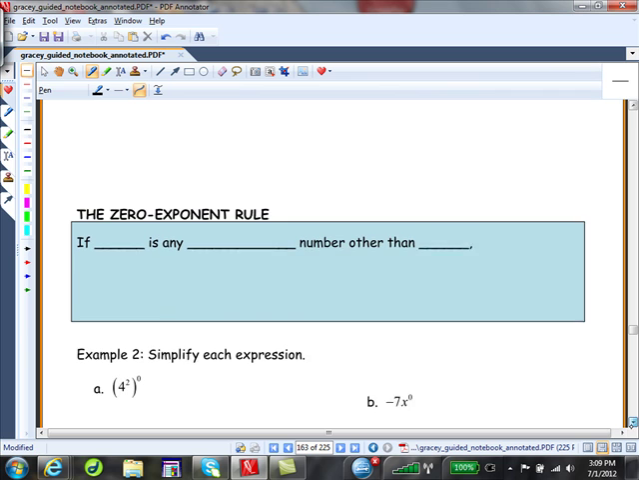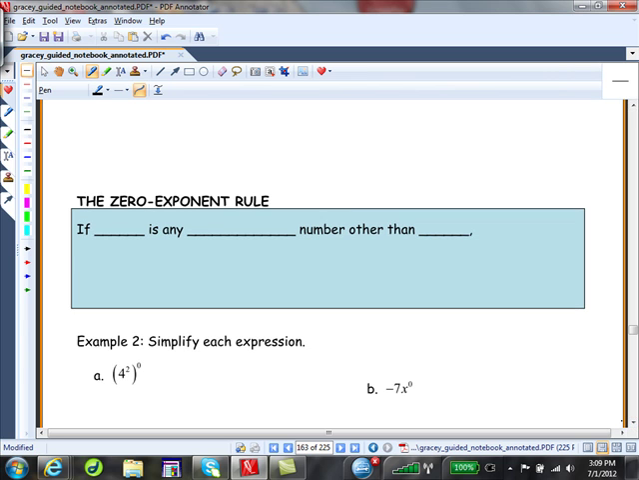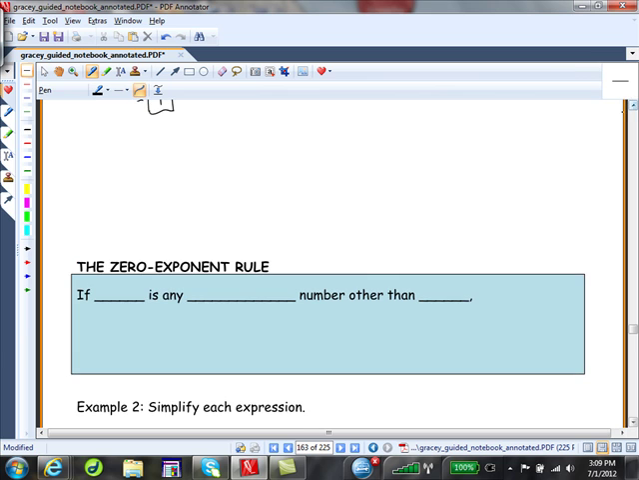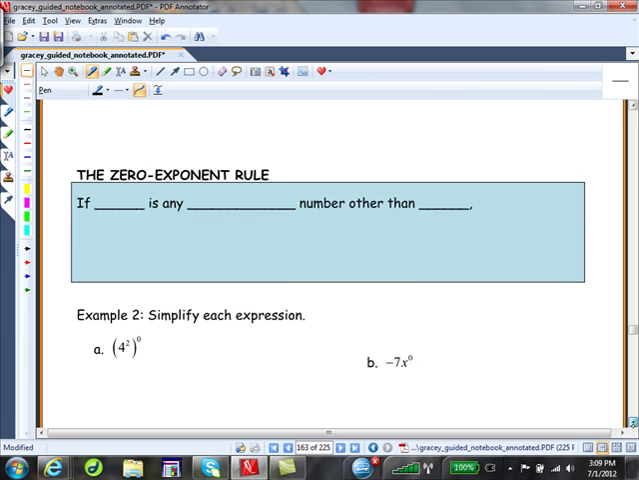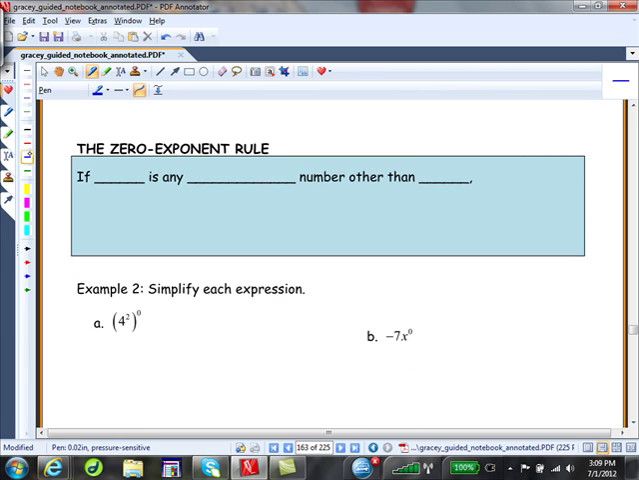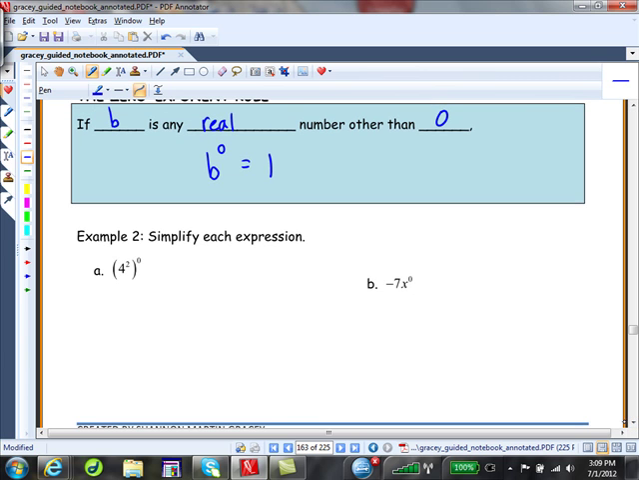Okay, next up we have the zero exponent rule. The zero exponent rule is this: if b is any real number other than 0, b raised to the 0 power is equal to 1. So here we go. Simplify each expression.